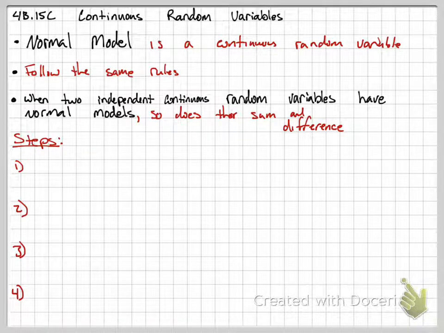Now that we're dealing with continuous variables, there's a few different steps that we're going to deal with when we find the probability of continuous variables. The first one is we just want to write down what we're looking for. That makes it easier to see what you actually need.